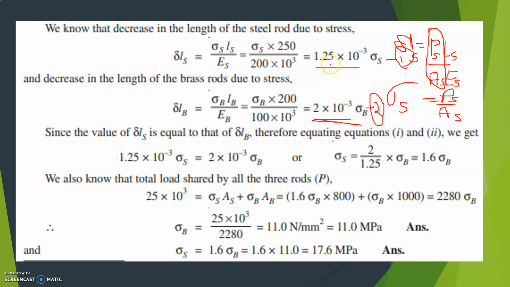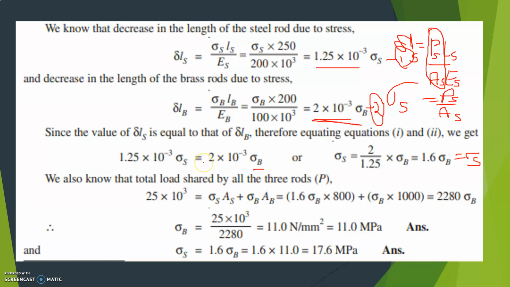What happens? 1.25 into 10 raised to minus 3 sigma S is equal to 2 into 10 raised to minus 3 sigma B. Simplify this, you get sigma S is equal to 2 divided by 1.25 into sigma B, or if you simplify that, you get sigma S is equal to 1.6 sigma B. You can write in terms of sigma B also, no problem. I have written here in terms of sigma S.